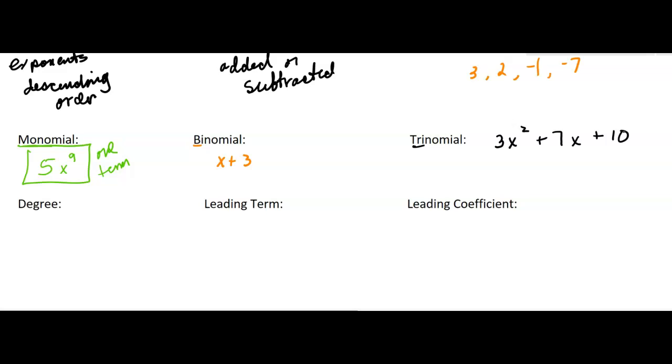Now, you could get into what if there are missing terms or something like that? We're not going to worry too much about that right now, but we do use these terms monomial, binomial, and trinomial a bit. So I just want to go over what they mean. So hopefully when we work with them, and I say, here's a trinomial, everybody knows, oh, okay, that's 3 terms. The degree of a polynomial is the highest exponent.